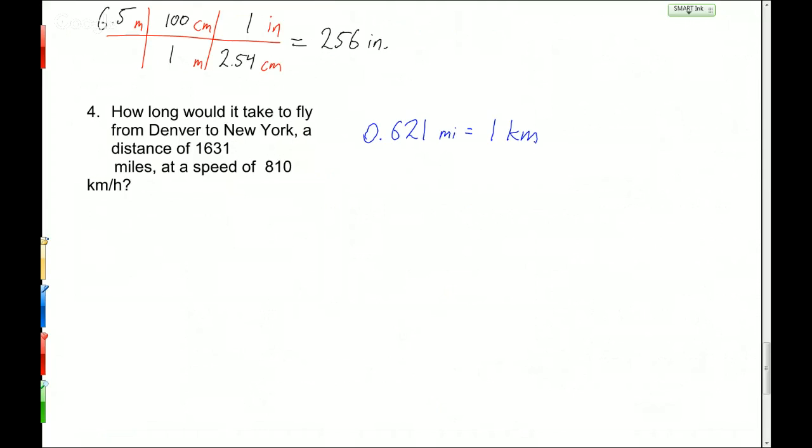I would like to show you a little bit different way that I don't know if anybody did, but this will help us, especially when we go to think about density next. This number, 810 kilometers per hour, we can really write that as a fraction, right? Like 810 kilometers divided by 1 hour, per 1 hour.